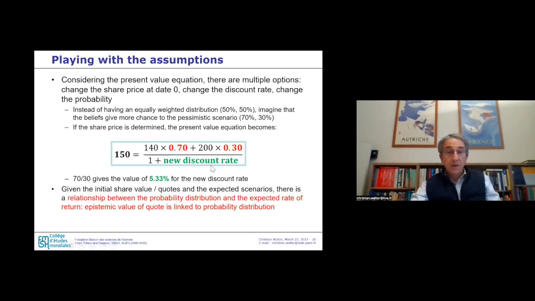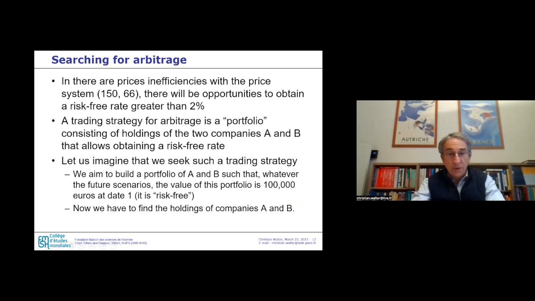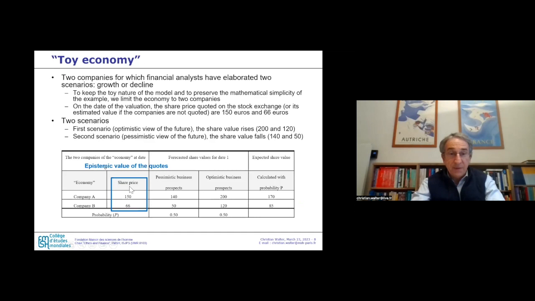And this is very important because what we see in this very simple case is that there is a relationship between the probability distribution in the real world and the expected rate of return. That means that the epistemic value of the quotes is linked to a probability distribution. Recall that the epistemic value of quotes is just given here. And this epistemic value is linked with the probability distribution in the real world, the world of probability P.